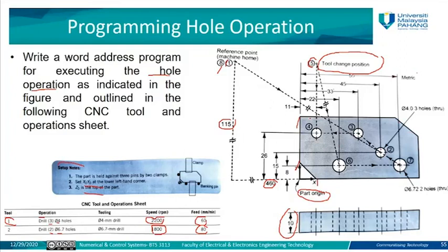So the coordinates are very important. The first is the coordinate. The second is the type of G code that you are going to use. For example, if I give you linear and you use G02, for sure your answer will be wrong. If I give you circular and you use G00 or G01, for sure it's wrong.